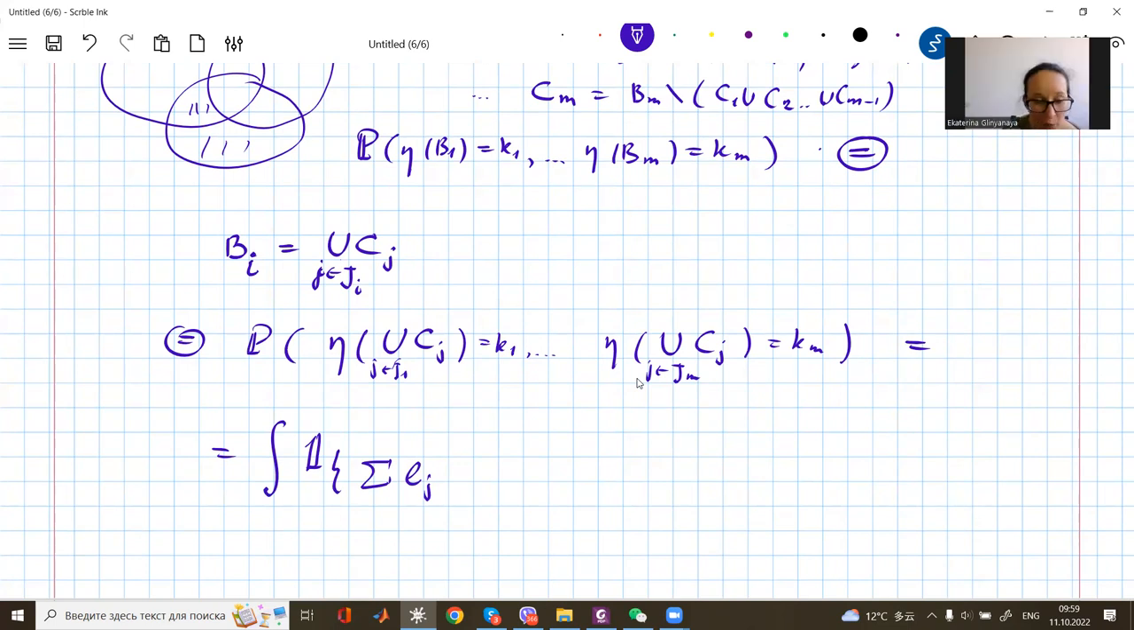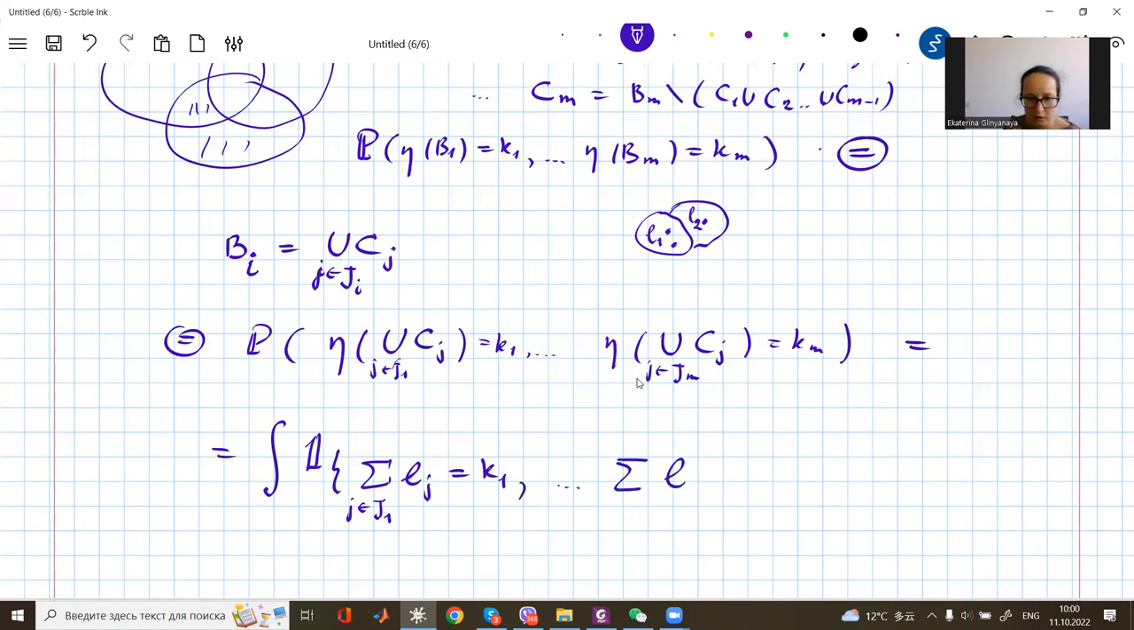I'm not sure. I just want to say that if I know that in the union I have in total K1 points, then I need to consider all possible numbers of points in these subsets. So I denote here L1, L2, such that in sum I will have K1. Maybe this is not a simple notation, but I consider all possible points that in sum will give me the number of points in the union.